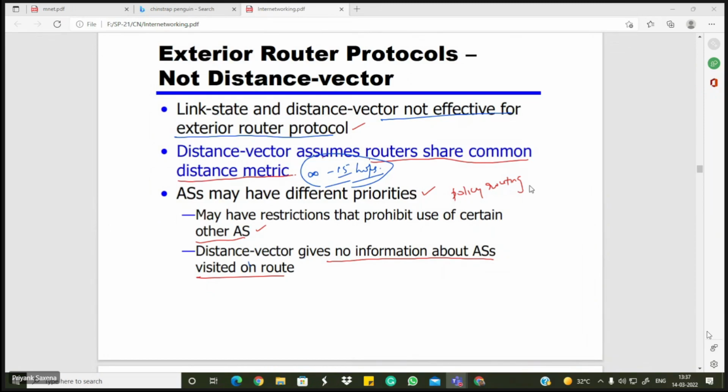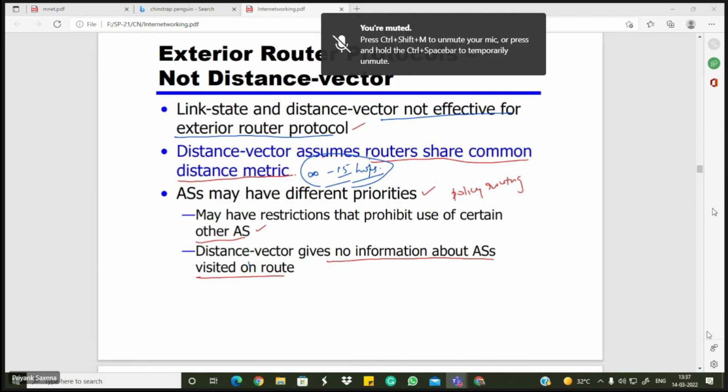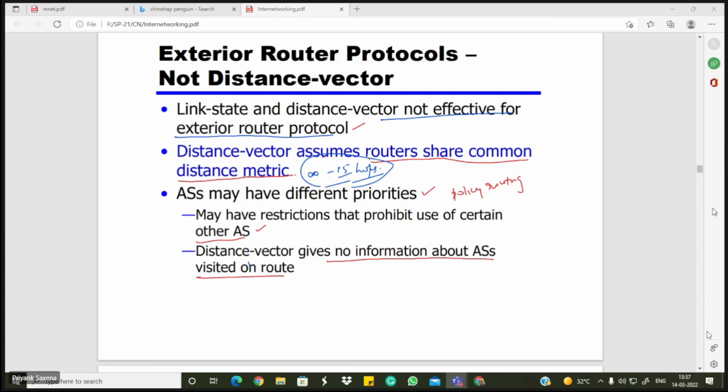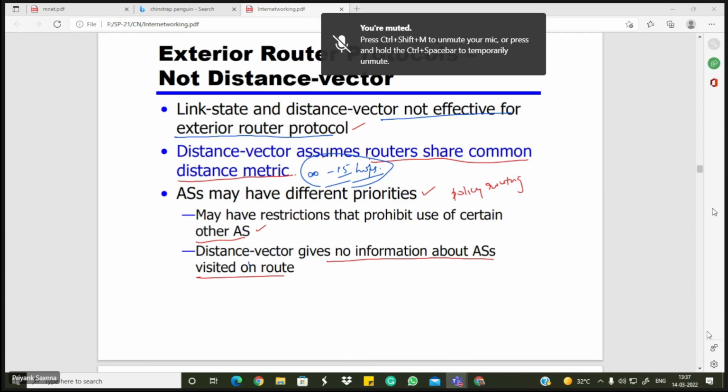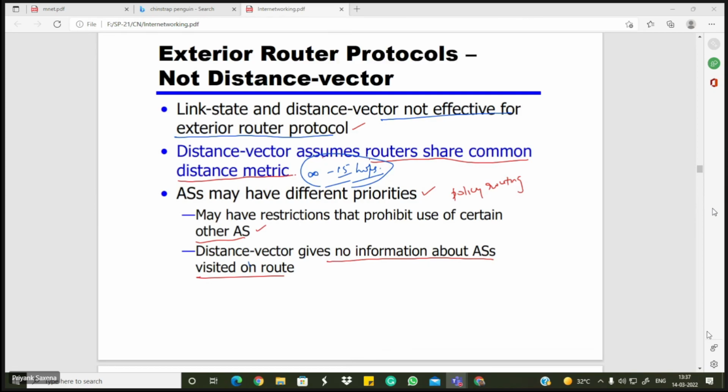Okay, so let us start. We were talking about distance vector routing in the previous class. I told you that the maximum number of hops can be 15 because otherwise it leads to an instability problem. If you consider a case like this.